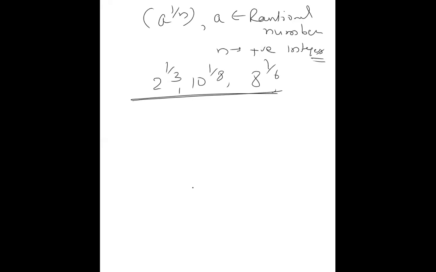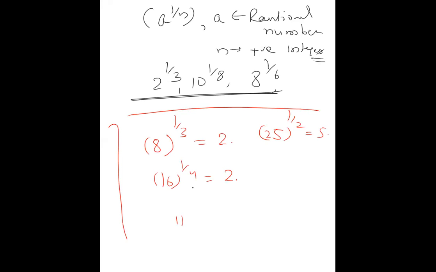But if I write 8 to the power 1 by 3, this number is 2. 16 to the power 1 by 4, this number is 2. 25 to the power 1 by 2, this number is 5. So these are not surds. And the one number I mentioned at last, under root of pi, this will also not be a surd. Why not? Because this is pi, and the a should have been rational. Pi is an irrational number.